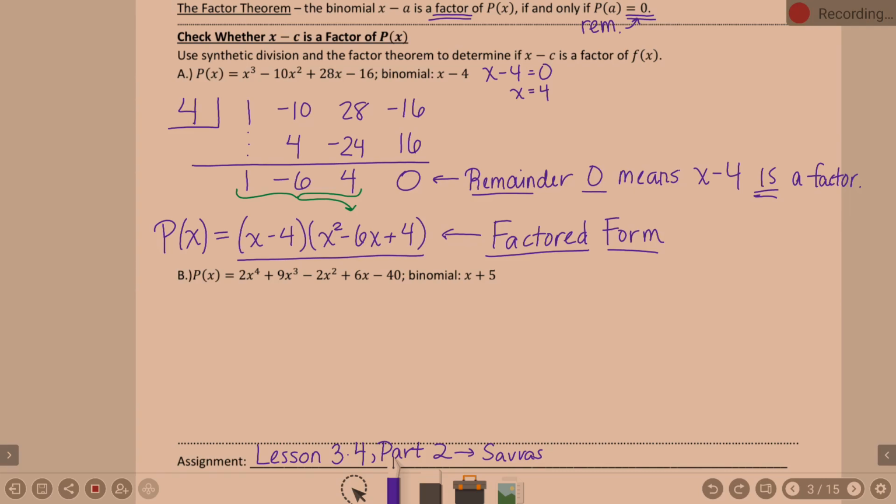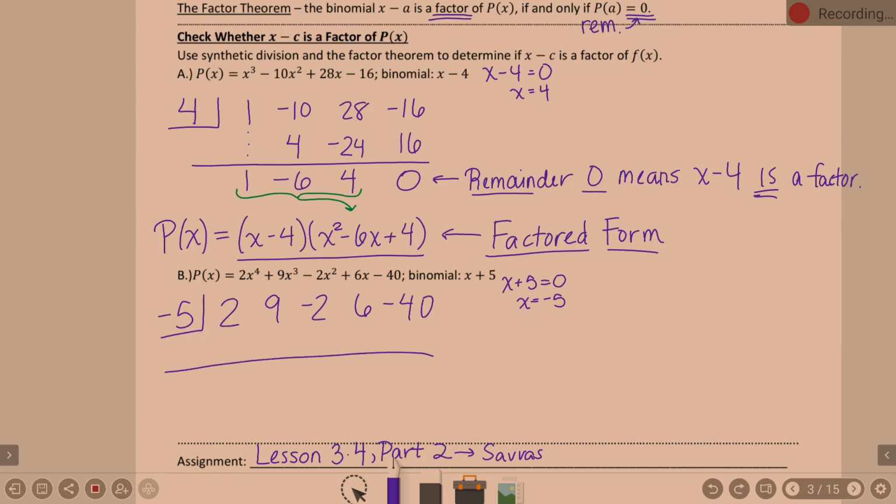Okay. One last example. We can do it. They give us a new P of X and a new binomial. We want to know, is X plus 5 a factor? So how are we going to figure that out? We're going to find out if there's a remainder. I'm going to use synthetic division. What do you want in the box? Negative 5, because again, it's X plus 5, so use negative 5. What goes in the line? 2, 9, negative 2, 6, negative 4. Okay, no missing pieces, right?